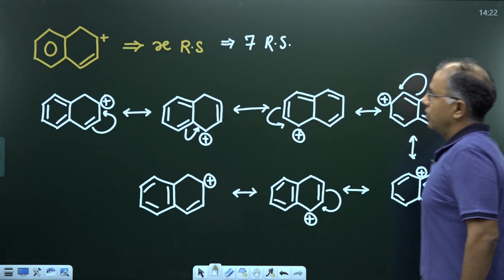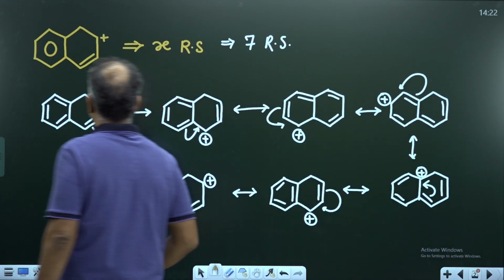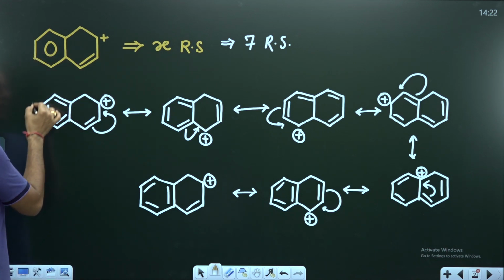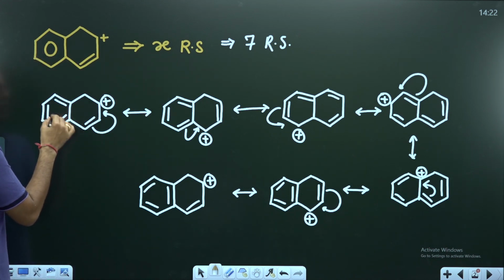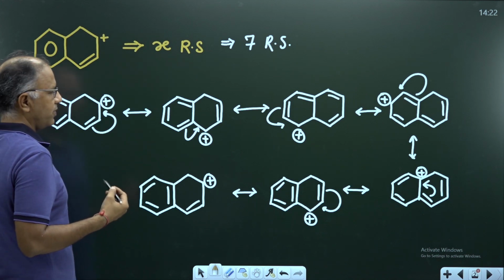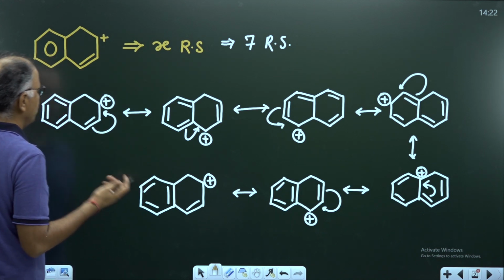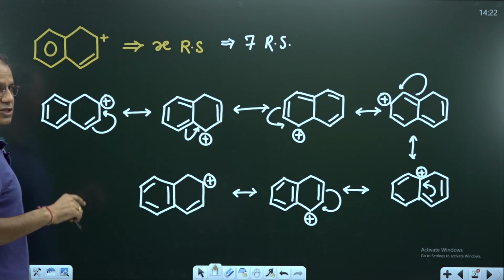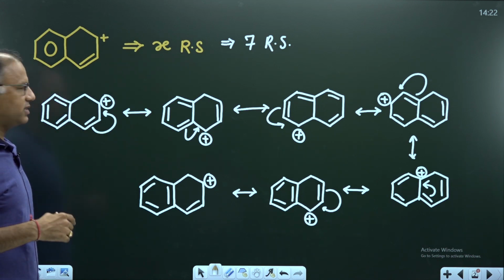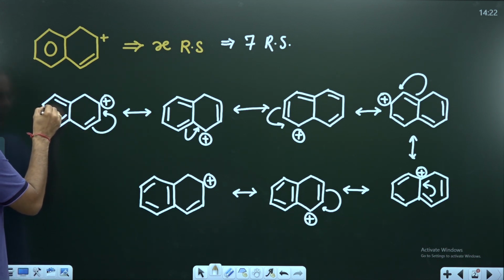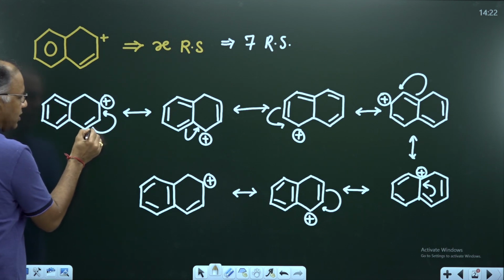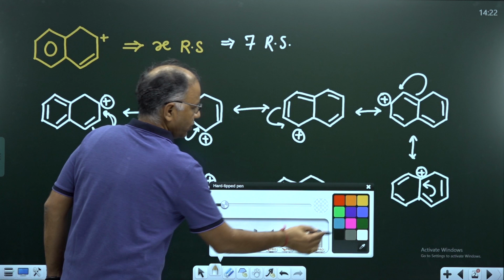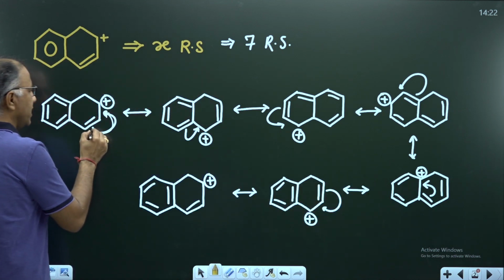Now, how will we draw 7 RS? Let's start with one of them. You can draw the pi bond in this ring as per whatever you want. Either you want the pi bond here or here, because I already explained to you that the total number of RS will remain the same. So let's start. I will place the pi bond here. Now the pi bond is in conjugation with the positive charge. So this is our first RS.